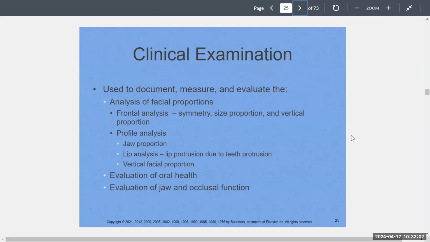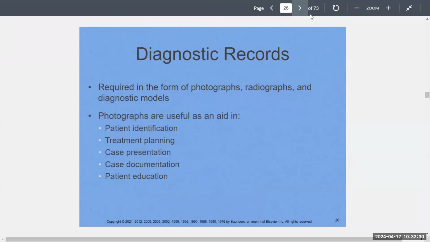Okay. With the clinical exam, we always want to know their proportions. We want a front analysis. We want to look at the symmetry, the size proportion, the vertical proportion. We want to look at their overall profile, meaning the jaw proportion and the lips. Okay. Do the lips protrude? Do they not? What is the vertical facial proportion? We also want to evaluate their oral health. Do they have a lot of cavities? Are they prone to gingivitis? We also want to look at the jaw function and the occlusal function as well.